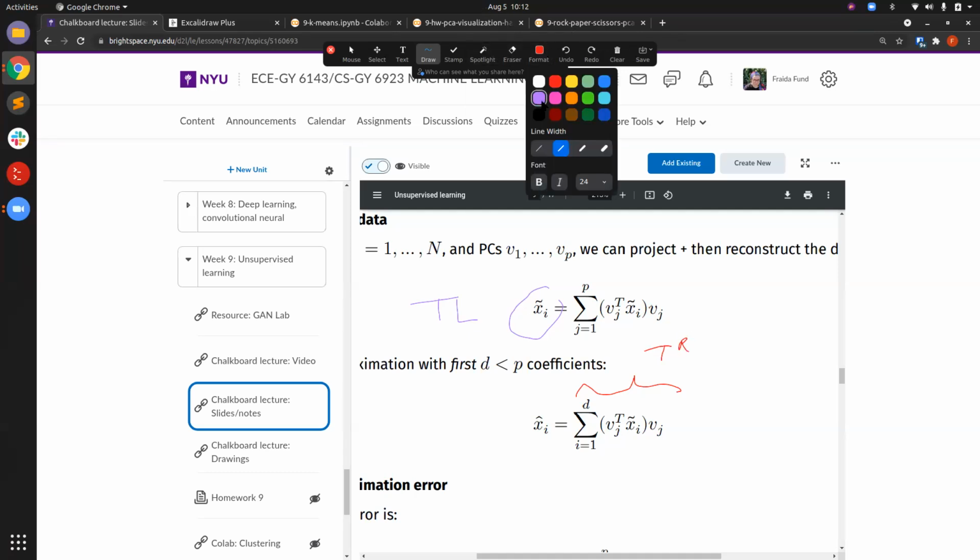Then for each individual principal component, we'll look at the magnitude of the principal component. This is on the bottom left. And we'll look at that specific projection. So this part, not the sum, but just the part inside the sum, is going to be on the bottom right.